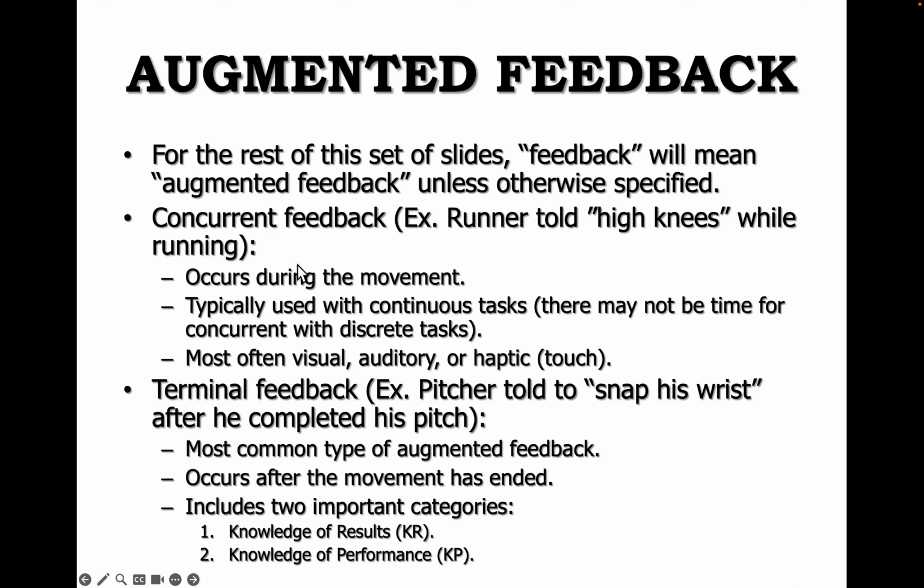Again, on the opposite side of concurrent feedback is terminal feedback. An example of this is, let's say a pitcher pitches the ball. And after the pitcher pitches the ball, the coach says, hey, focus on snapping your wrist on your next pitch. So that cue of being told to snap his wrist after the pitch is completed is an example of terminal feedback. Now, terminal feedback is one of the most common types of augmented feedback that we see. And with terminal feedback, there are two important categories: knowledge of results, which will be abbreviated by KR in this PowerPoint set, as well as knowledge of performance, abbreviated by KP.